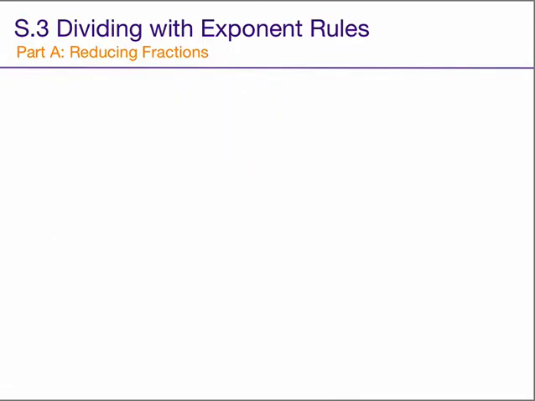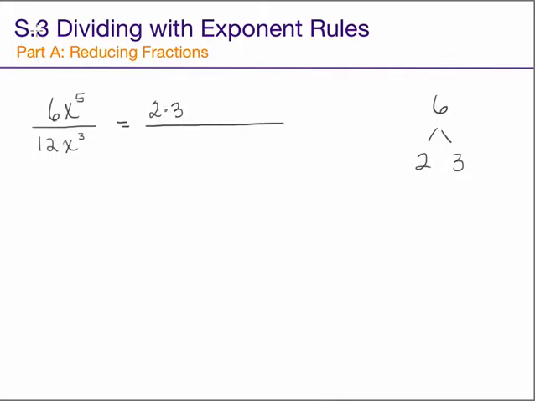A lot of what we've done in this class has started with an example from the real numbers, and then we've extended that to include variables. And this topic is no different. If I give you the fraction 6x to the fifth over 12x to the third, can we reduce this fraction? We sure can. Let's start by rewriting the 6 as a product of its prime factors. I could make a factor tree here. I don't really need to because I know that 6 can only be written as 2 times 3. If this were a bigger number, then sure, I'd go ahead and make a factor tree.